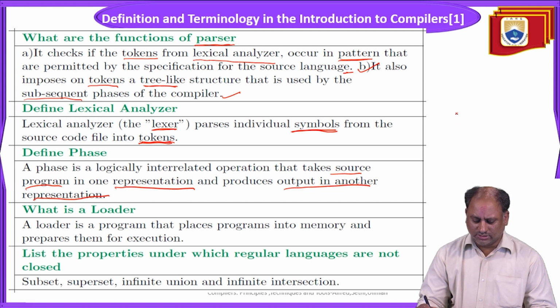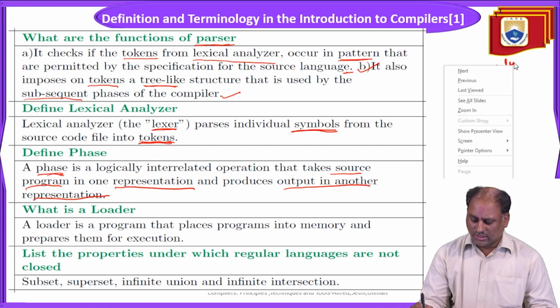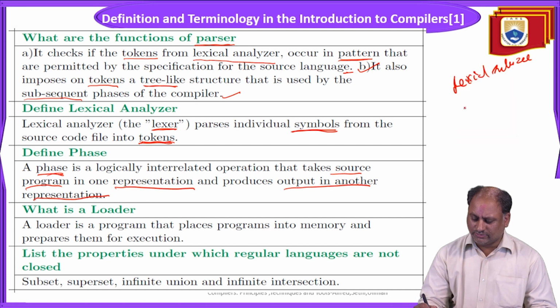So the first phase is the lexical analyzer phase, and the second one is the syntax analyzer phase. In the lexical phase, the high-level language program statements are separated into tokens. These tokens are taken as input to the syntax analyzer phase, which forms a tree structure. That means the tree is the output of the syntax analyzer phase.